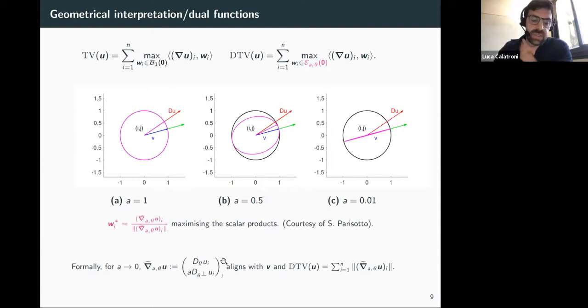So we can say that formally, basically, if we introduce this quantity, which are the directional derivative along theta and its perpendicular weighted by a, we have that this dual function optimizing the scalar products aligns with V. And actually, dTV can be written then in this form.